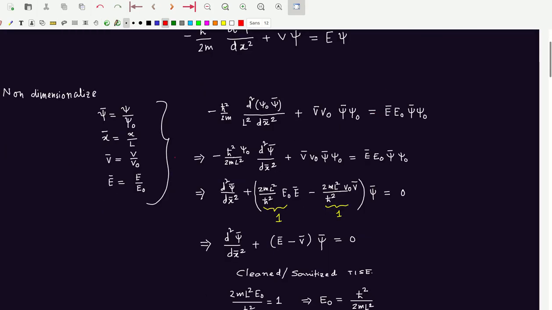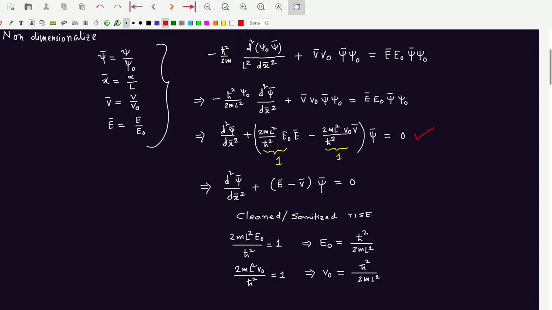After simplifying this, we get the equation d2 psi bar dx bar square plus 2m L square by h bar square e0 e bar minus 2m L square by h bar square v0 v bar, multiplied by psi bar, equals 0. We make these two quantities 1, and after doing that we get the time-independent Schrödinger equation in this form: d2 psi bar dx bar square plus e bar minus v bar multiplied by psi bar equals 0.